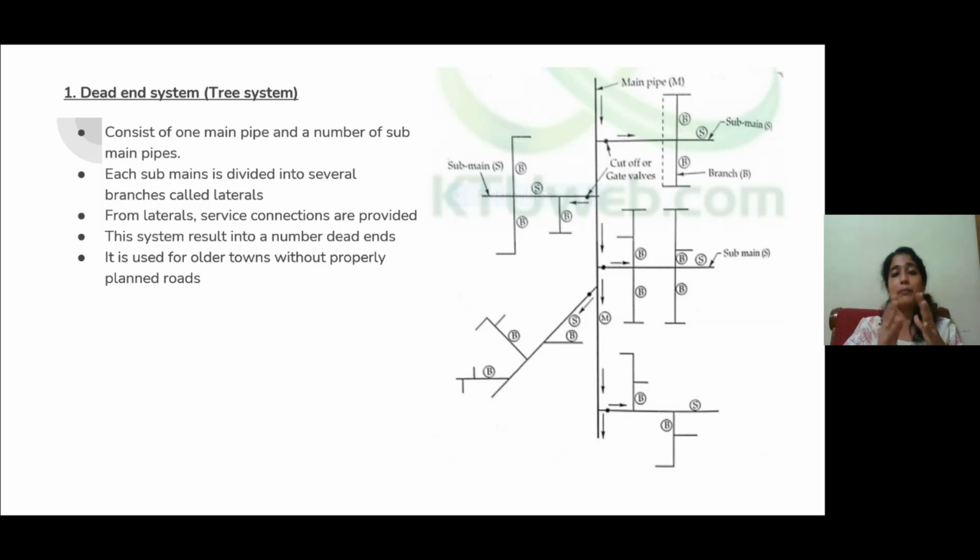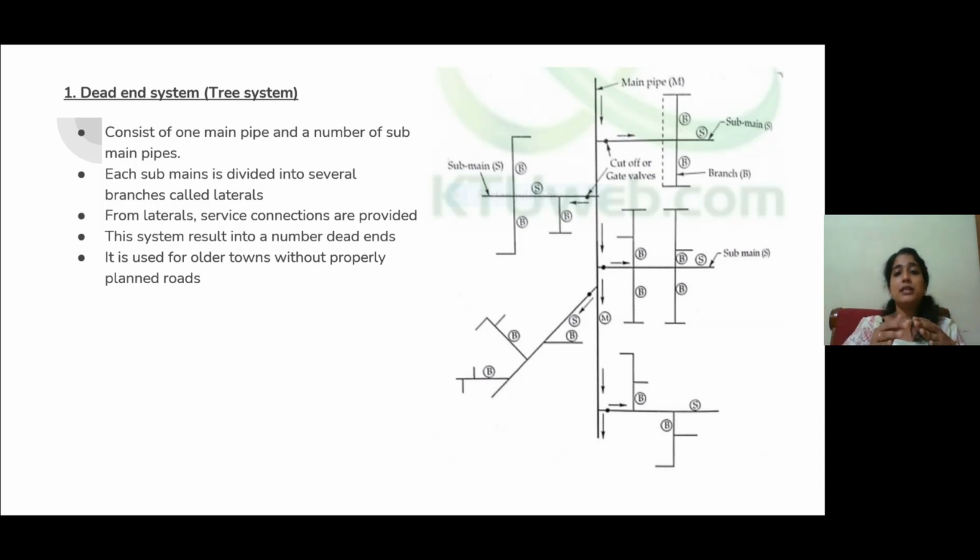It consists of one main pipe that is shown in the figure. The middle pipe is known as the main pipe, and the pipes attached to the main pipe are known as submains, as shown in the figure, and from the submains the laterals are given. From these laterals, service connections are provided for household activities or to the public.